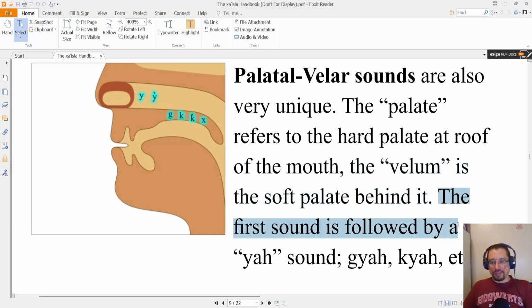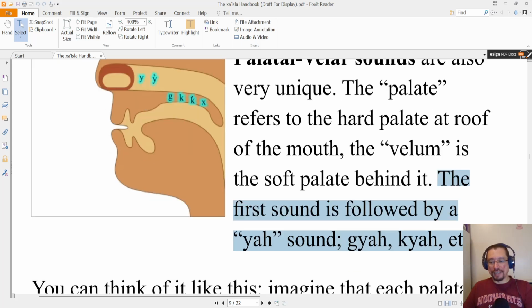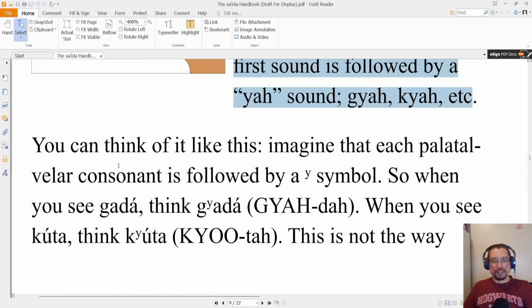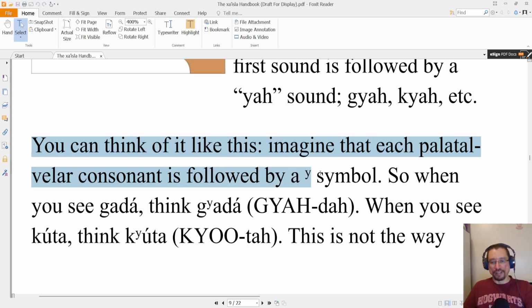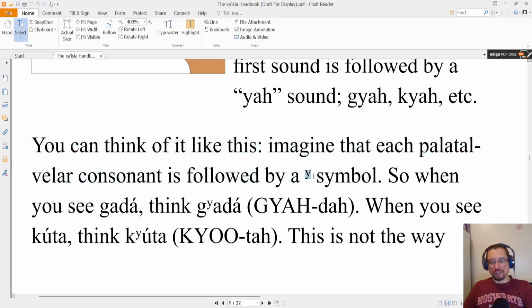The first sound is followed by a ya sound. So kya, kya, etc. You can think of it like this. Imagine that each palatal velar consonant is followed by a little small raised Y symbol. This is just conceptual. This is not part of the hybrid orthography. I want to point that out. We do not use a small raised Y.